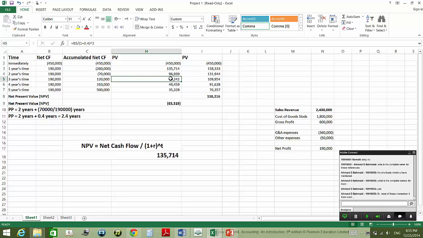Okay? To find the net present value for this investment, we need to add the net present value for all the years and deduct it from the initial investment, which is here 450,000. It will give us minus 63,390. If the net present value was negative, that means this project or this investment is not acceptable.